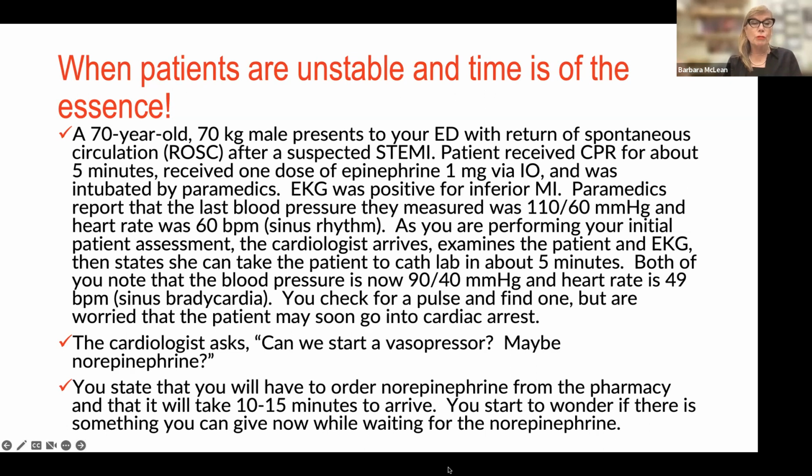But as he comes through triage and is admitted into your resuscitation room, you're performing your initial evaluation. Cardiology comes, he says, hey, things don't look that great. By the way, I'm looking up at the Dynamap and it says that the blood pressure is 90/40 and his heart rate's 49. We're going to go to the cath lab in 5 minutes, but I'm afraid this patient is going to again have a cardiac arrest. You check for a pulse, you've got one, but both of you are concerned that the patient is rapidly deteriorating and decompensating. And so cardiology says, let's start a vasopressor.